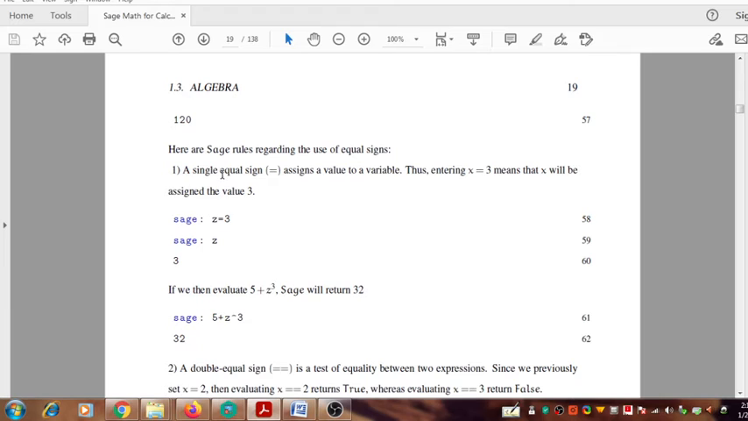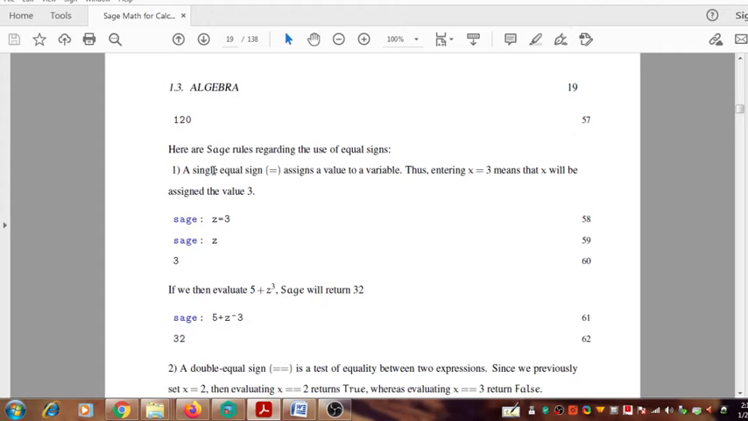Now we can discuss the rules regarding the assignment operator and the equal operator. In normal writing in mathematics, we use the equal symbol very frequently. It's probably the most frequently used symbol by mathematicians, because in every expression, every equation, we use at least one equal symbol.